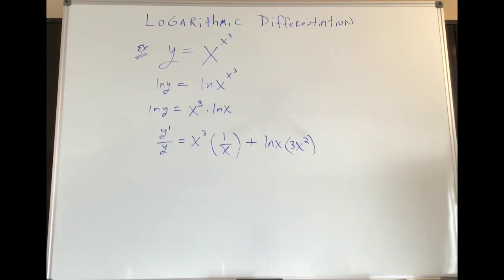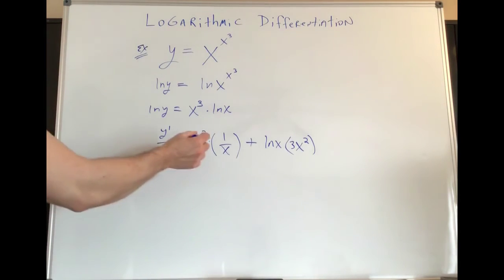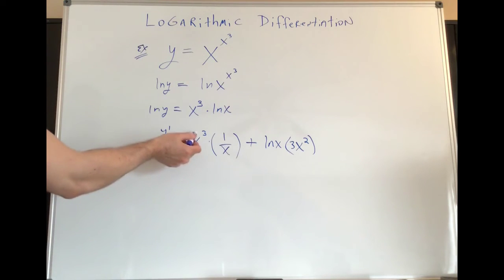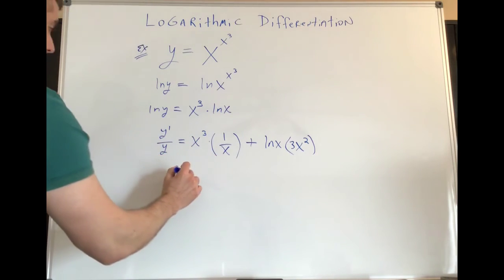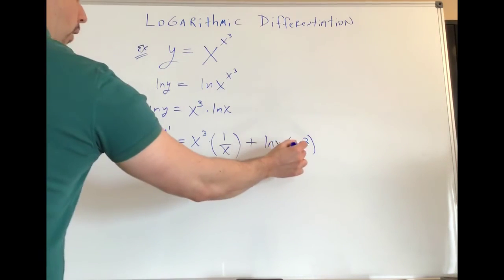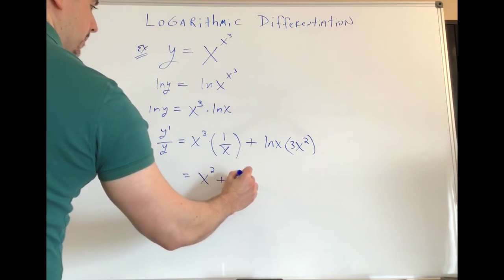Well, you're already home if you're watching this. Now, let me neaten this up a little bit. Don't leave this like this. You have x cubed on top, you have x on the bottom. That gives you x squared. Plus, I want this in the front.